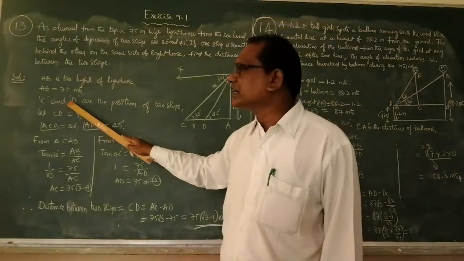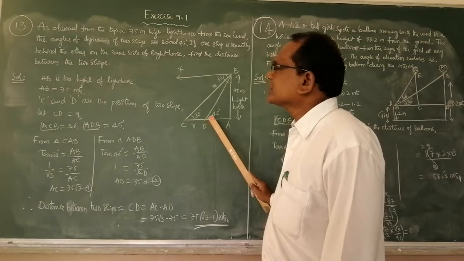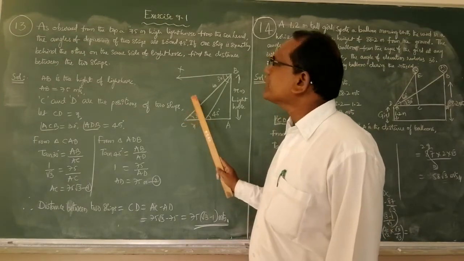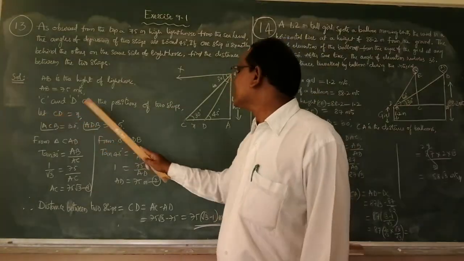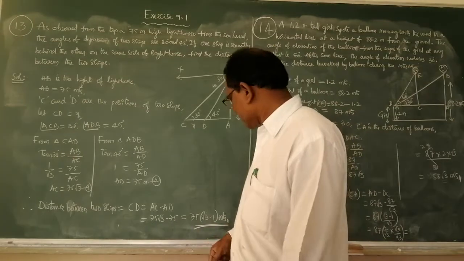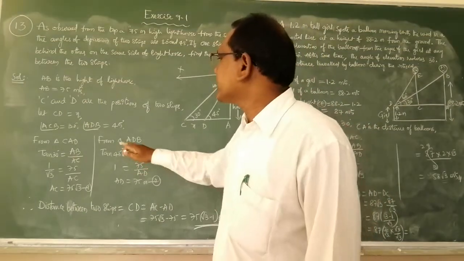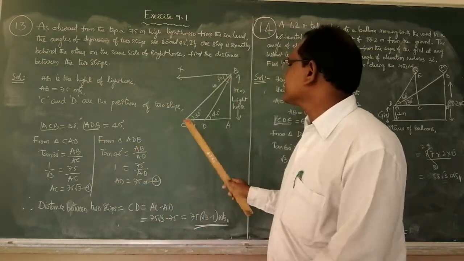Here C and D are the positions of the two ships, one behind the other. Now let CD equal x. So we have to find out CD. Otherwise, you need not write this; just CD we have to find out. Right? CD we have to find out.